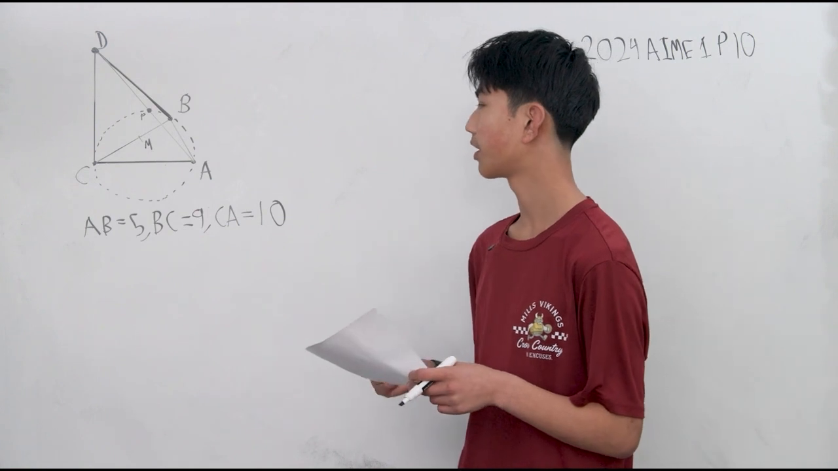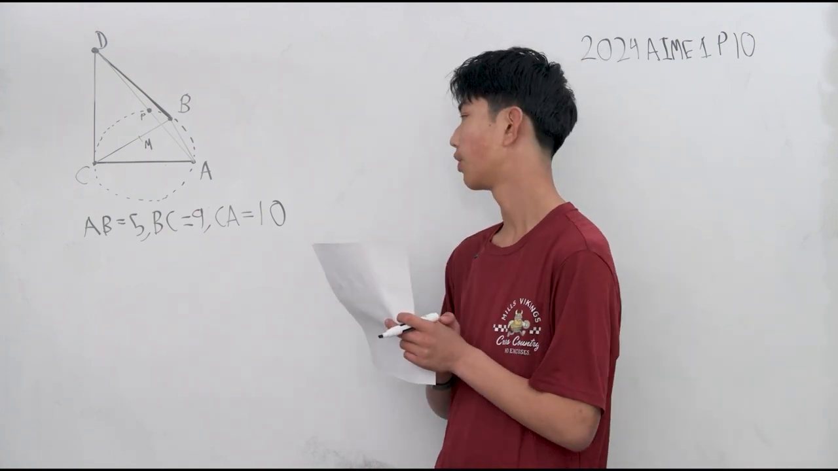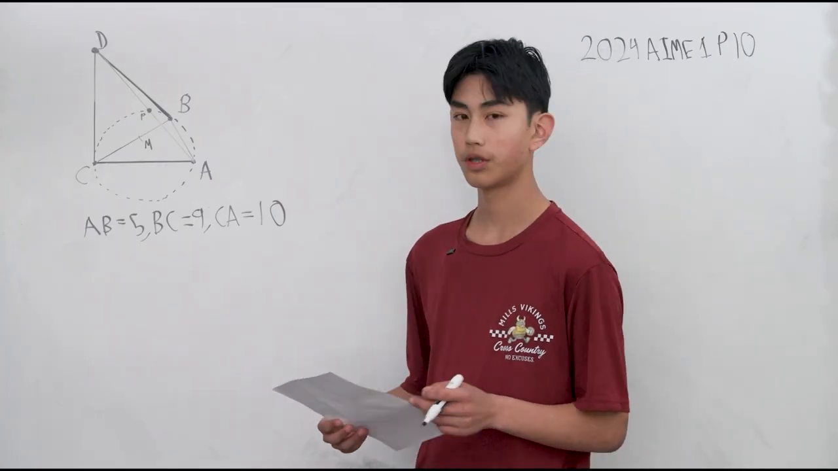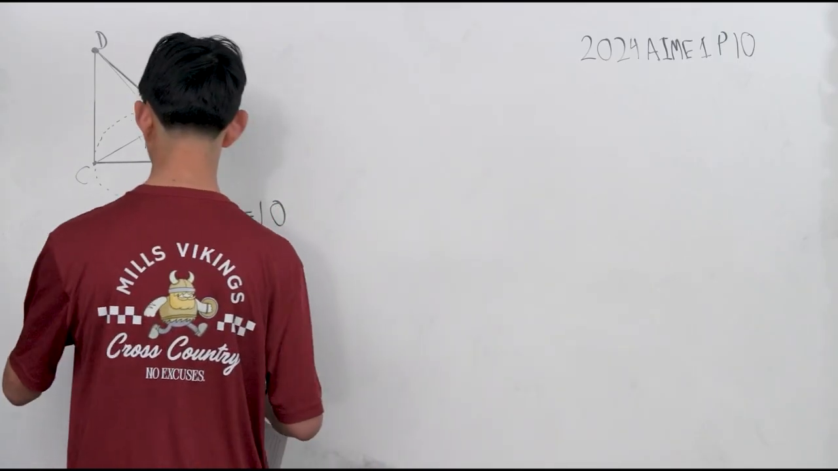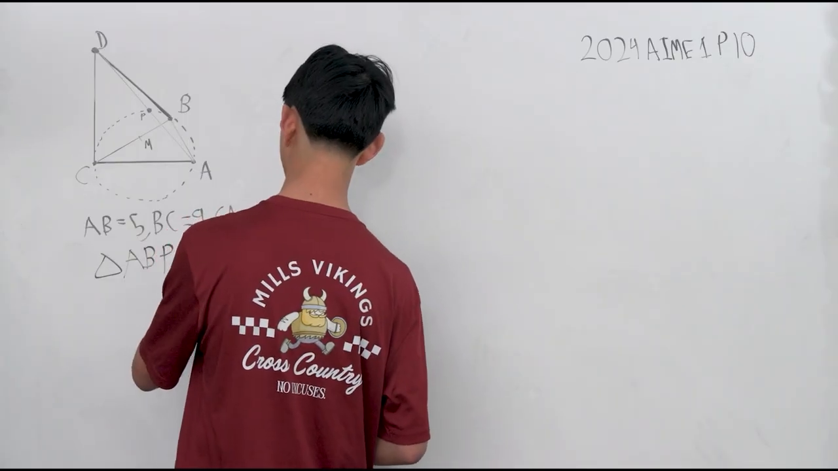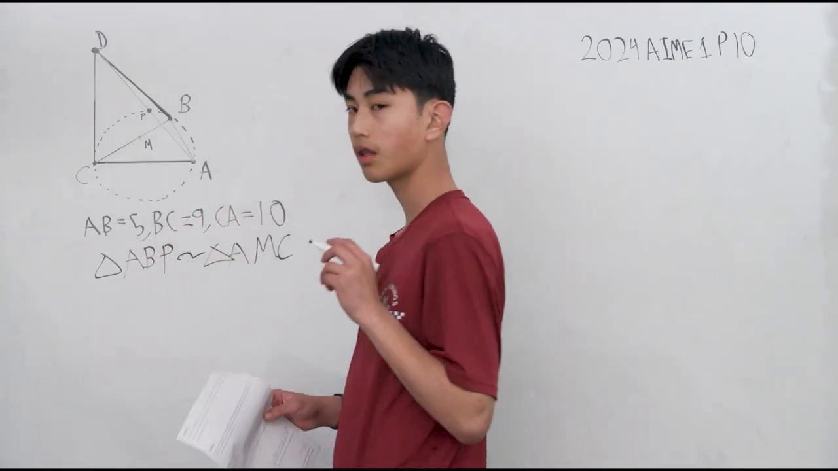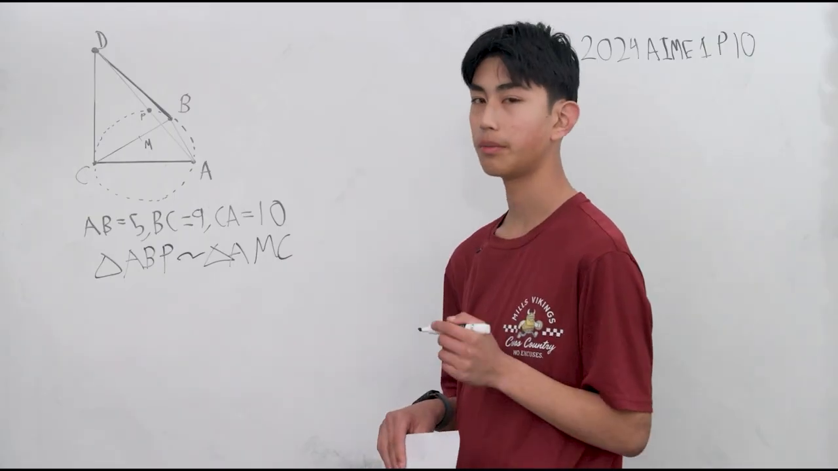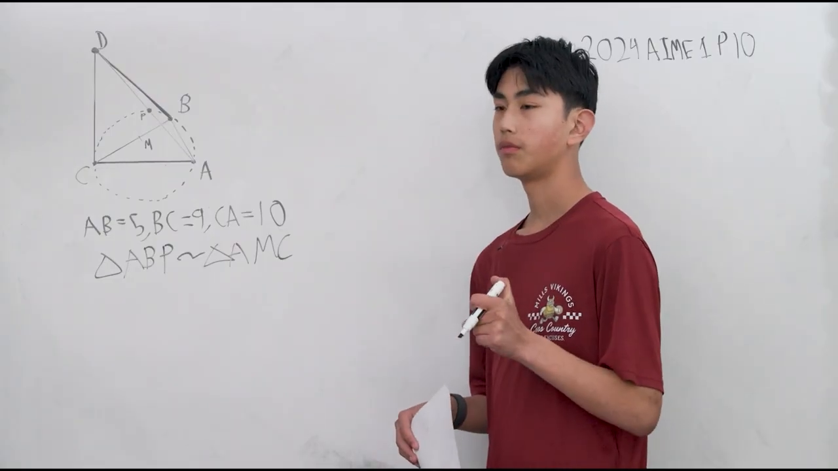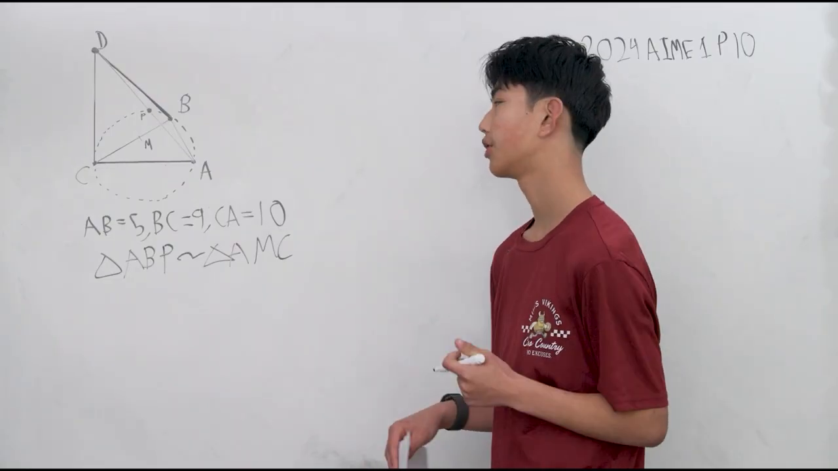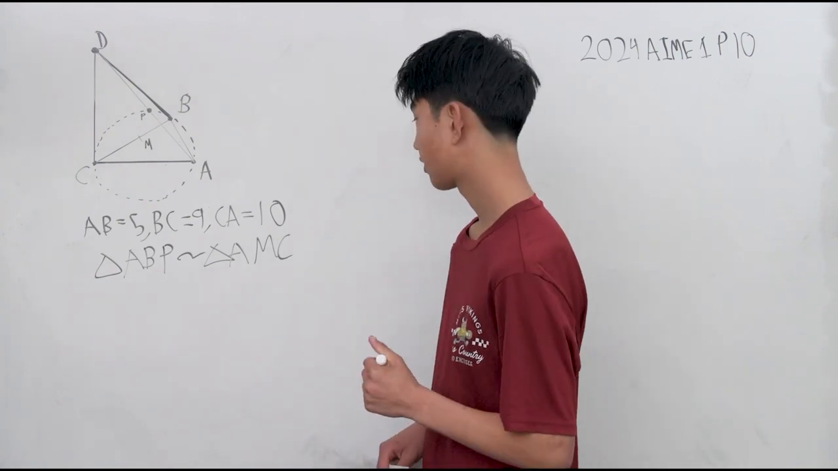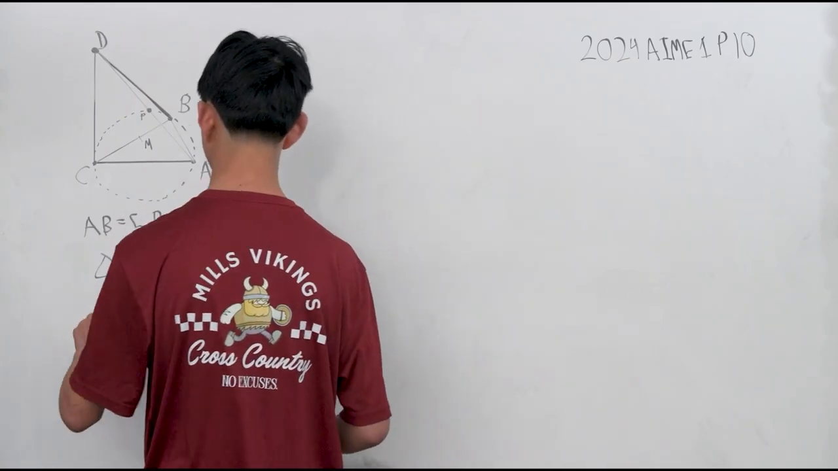So the first thing we notice is that this entire length is the symmedian of this thing right here, and let's just let M be the midpoint of BC. Because it's the symmedian, through similar triangles, we find that triangle ABP is similar to triangle AMC. Then, through the use of the median length formula, it basically just lets you find the length of the median. So in this case, we solve for AM.